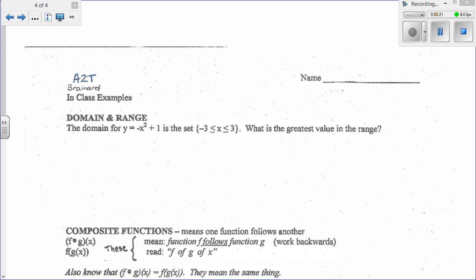The domain for y equals negative x squared plus 1 is the set -3 less than or equal to x less than or equal to 3. That, remember, includes everything between -3 and 3. What is the greatest value in the range? Well, like we talked about before, when you're given the domain, substitute your values in to get the range.